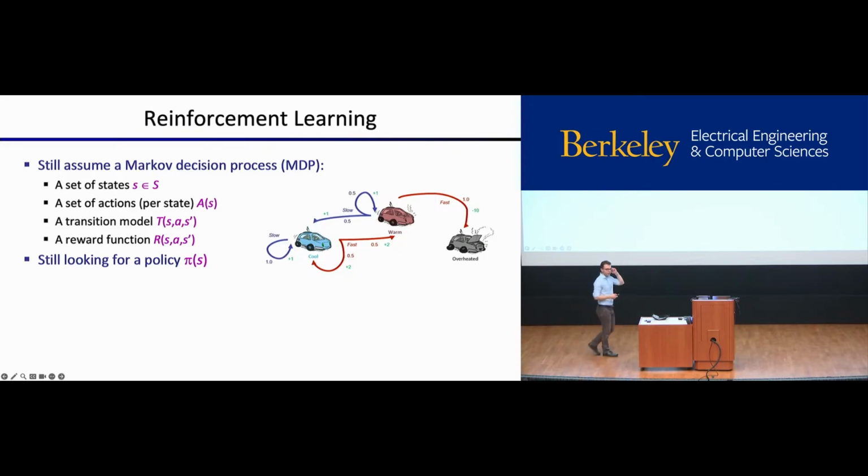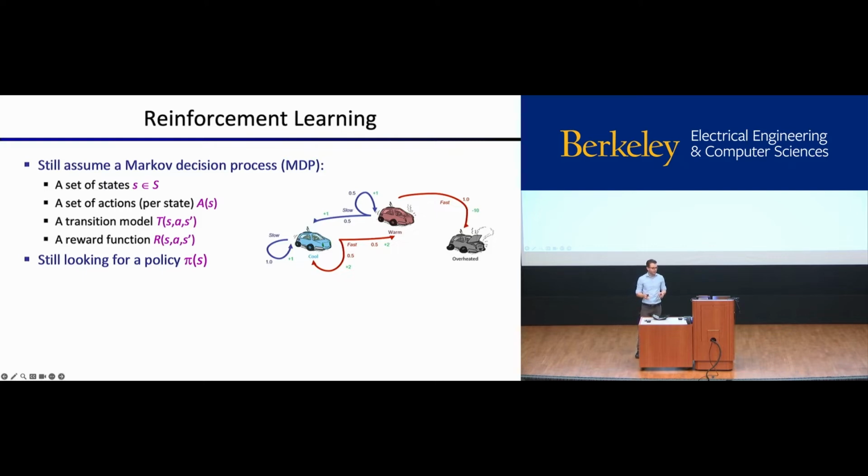So remember we had this car racing example. We had cool, warm, and overheated as possible states of the car. And we had a couple of actions. We could go fast or we could go slow. If we went fast and we were cool, then the car might warm up. And if we were already warm and we went fast, we'd overheat the car. So we had states and actions and transition functions and reward functions, etc.